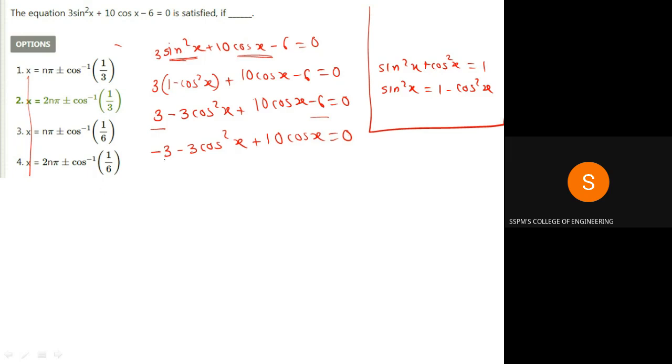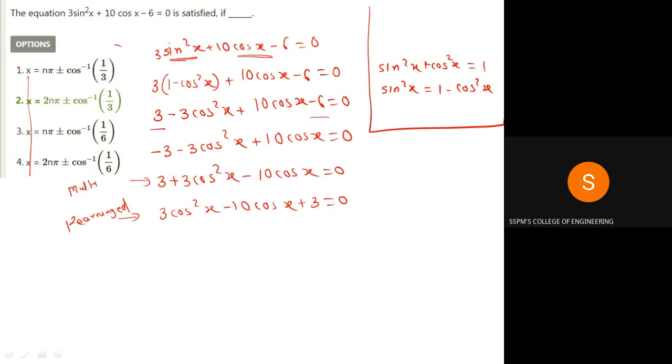So if we multiply by minus 1, what do we get? Multiplying the whole equation by minus 1, we get 3 plus 3 cos square x minus 10 cos x is equal to 0. We will rearrange this in the standard form: 3 cos square x minus 10 cos x plus 3 is equal to 0. We just rearrange the equation. In this step we multiplied by minus 1, and in the next step we rearranged the equation in standard quadratic form. So what we get here is 3 cos square x minus 10 cos x plus 3.